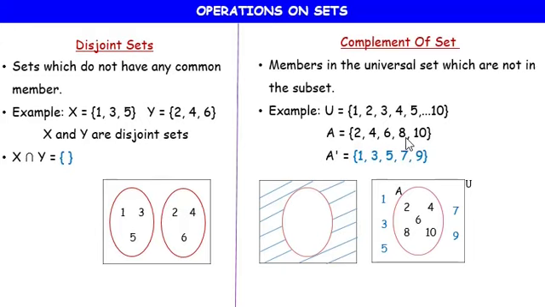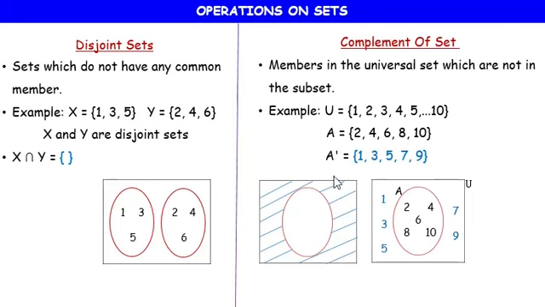7 is not in set A, but is in the universal set. And 9 is also not in set A, but is within the universal set. So that is what we mean by the complement of a set: members of the universal set that cannot be found in the subset.